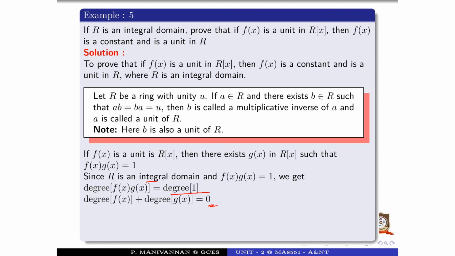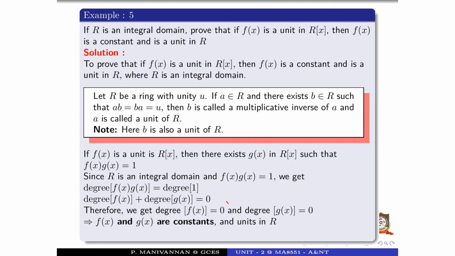What is the property in an integral domain? The degree of a product is the degree of f(x) plus the degree of g(x). Every degree is greater than or equal to 0. Therefore, both degrees must be equal to 0. The degree of f(x) is 0 and the degree of g(x) is 0.